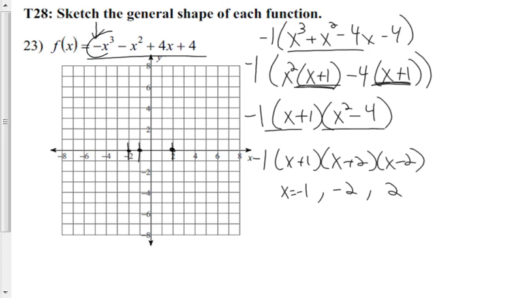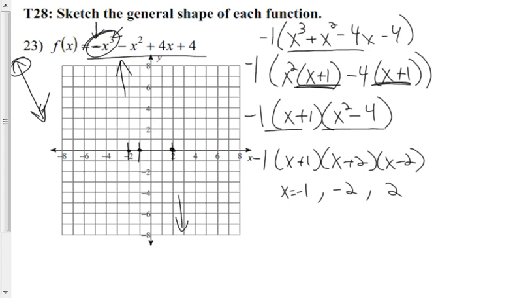So now let's check out our end behavior. It's negative, and it's odd, so it's going to be like a negatively sloped line. We can use that because on the top left we're going to be going up, and on the right side of our graph we're going to be going down.